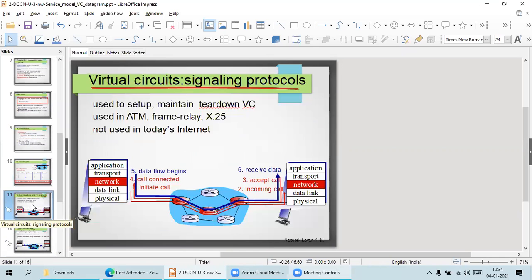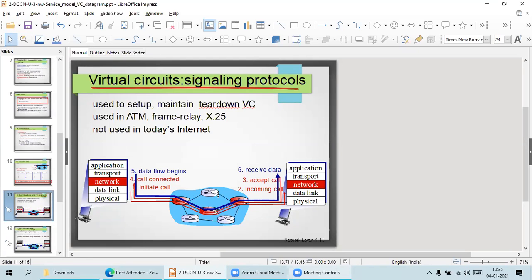Next, virtual circuit signaling protocols. I have already discussed this. They are used to set up, maintain and tear down a virtual circuit. They are used in ATM and frame relay, but not used in today's internet. Right now we are not using this. But here is how the virtual circuit will work, you see.